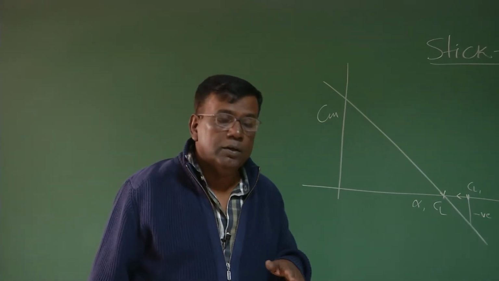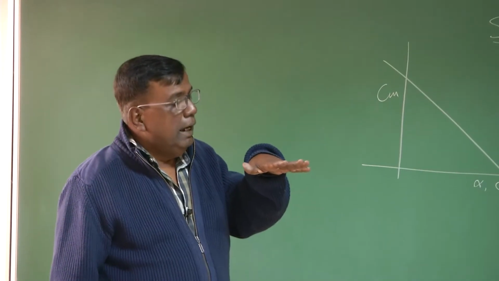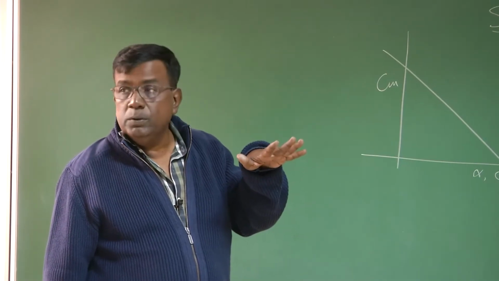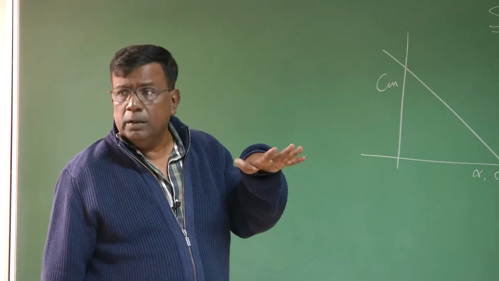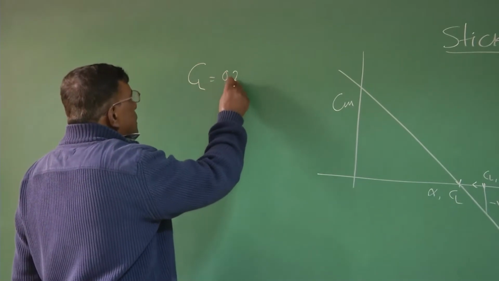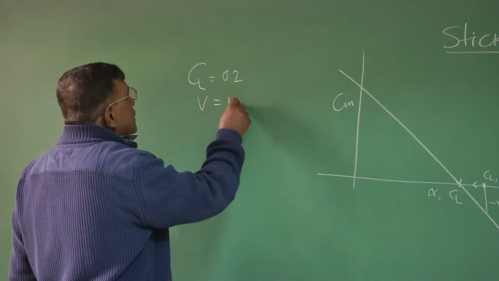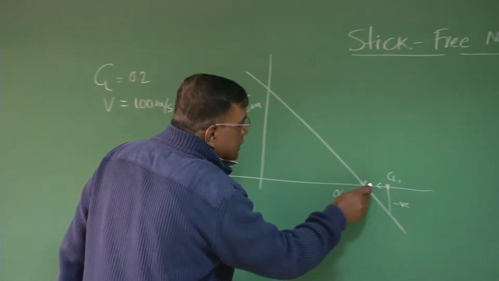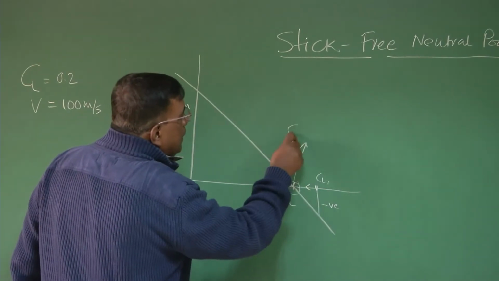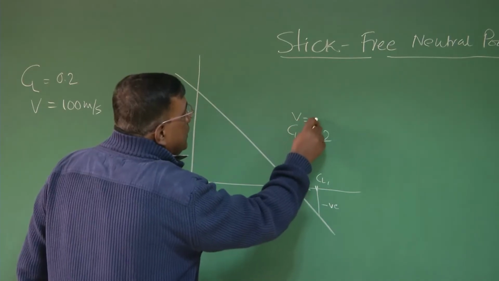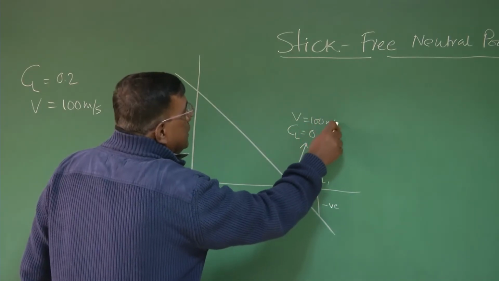Just to give you a scenario, suppose I am flying at an altitude, let us say 1 kilometer, at a CL of 0.2 at a speed V1, say 100 meter per second. Let us say that point is this. This corresponds to CL equal to 0.2 and V equal to 100 meter per second.